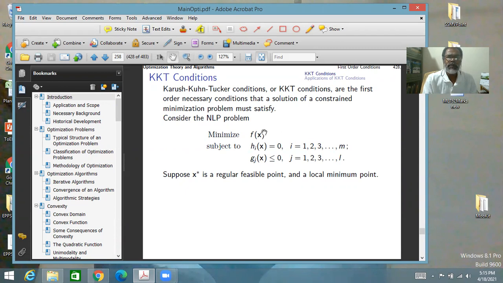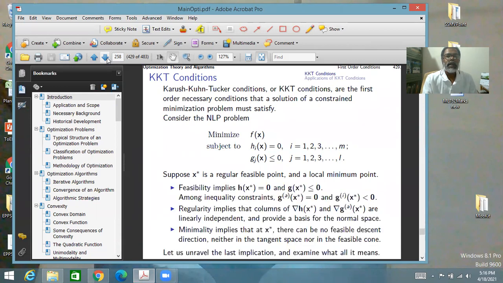Now consider this problem, this objective function, and these are the equality constraints and inequality constraints. Now, since these are necessary conditions, first we assume that X star is a solution. First, a regular feasible point. What is regular? That we have discussed in the last lecture. X star is a regular feasible point and also a solution of this problem. Okay, it's a local minimum point.